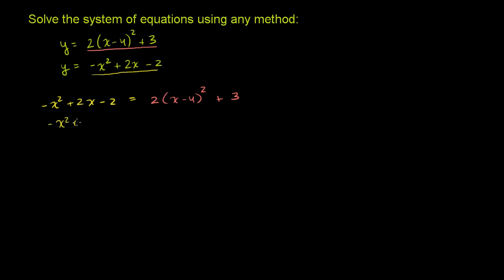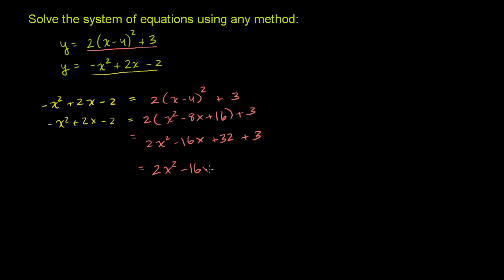It's negative x squared plus 2x minus 2 is equal to, on the right-hand side, 2 times x minus 4 squared, which is x squared minus 8x plus 16, plus 3. This is going to be equal to 2x squared, I'm just distributing the 2, minus 16x plus 32 plus 3, which is equal to 2x squared minus 16x plus 35. And that's, of course, going to be equal to this thing on the left-hand side, negative x squared plus 2x minus 2.